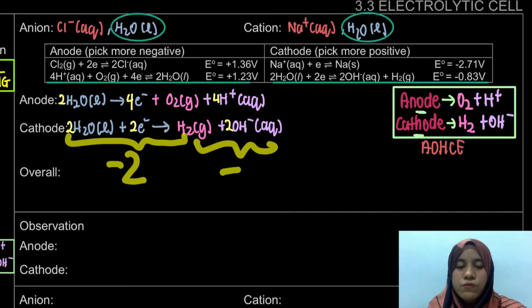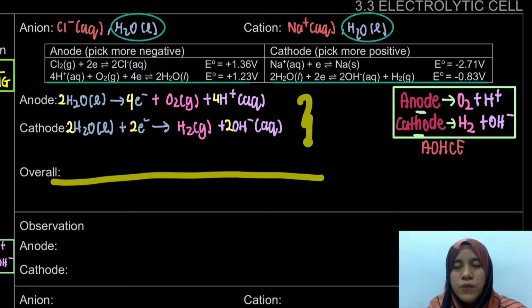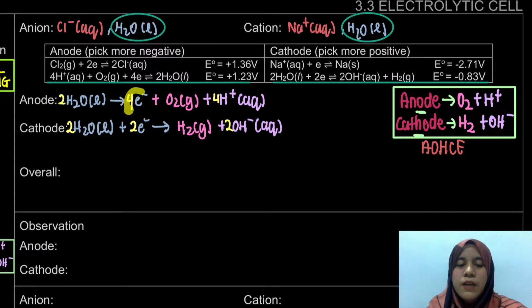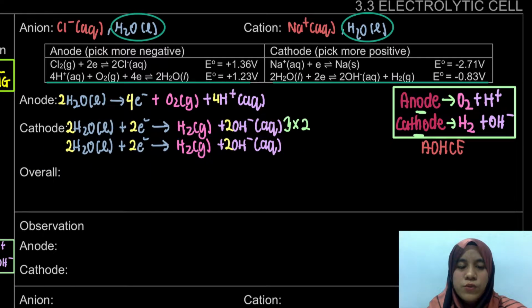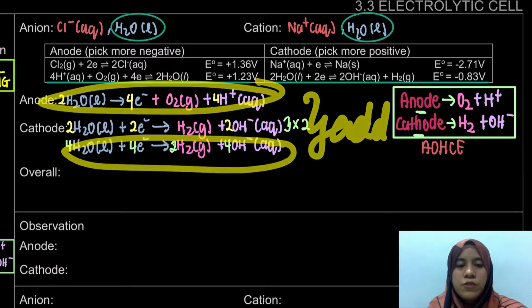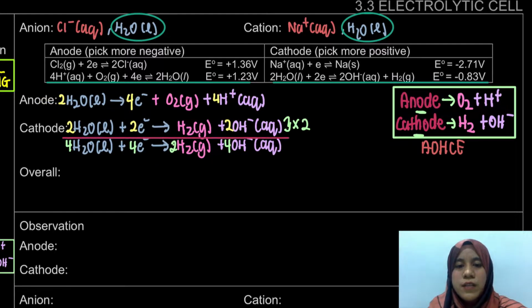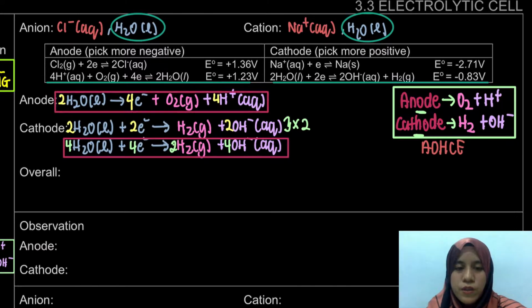So both sides are -2. For the overall equation, we have to simplify by making sure the gain or loss of electrons is the same. So here we will multiply by 2. From this equation, what I'm going to write down again is 4H2O plus 4 electrons equal to 2H2 plus 4 OH minus. Make sure it is the same. The top and the bottom equation are the ones that we are interested in. I'm just going to make a square here so that you will not get confused about which ones I will simplify.